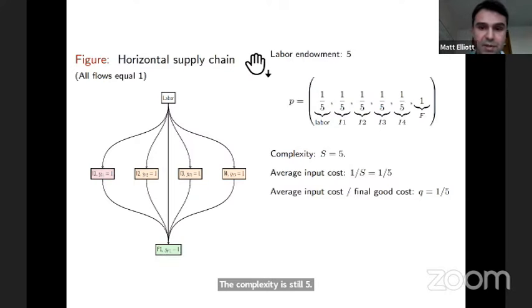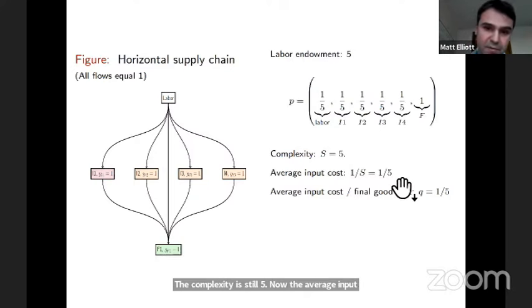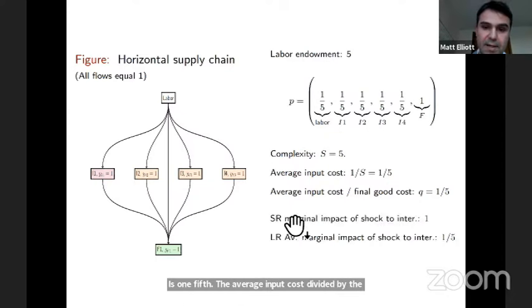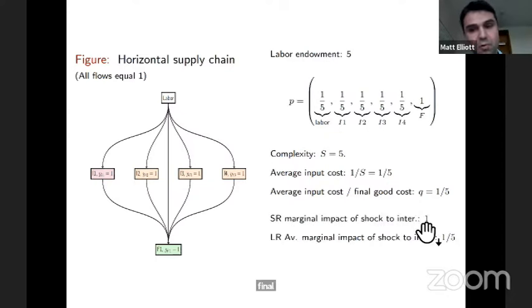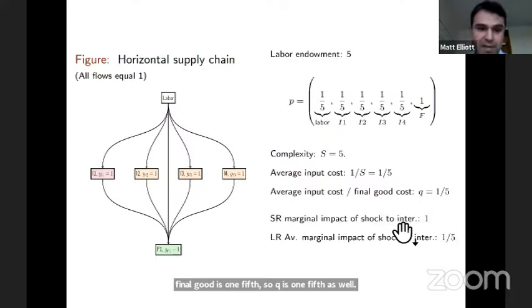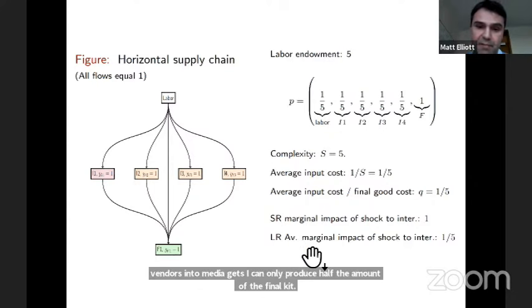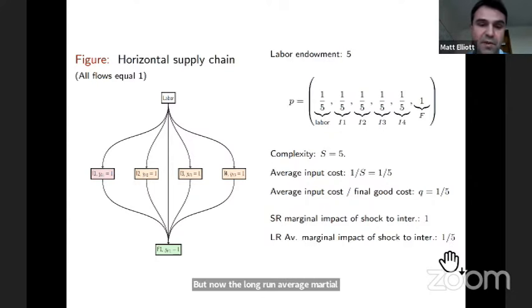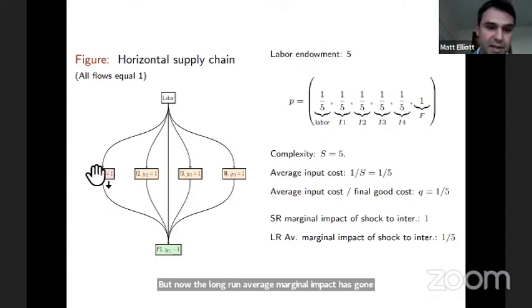Now the average input cost is one-fifth, and the average input cost divided by the final good is one-fifth, so Q is one-fifth as well. And as before, the short-run marginal impact is going to be one. If I reduce by half the production of any of these intermediate goods, I can only produce half the amount of the final good. But now the long-run average marginal impact has gone down to one-fifth from a half because the intermediate good industries are less valuable than they were before.